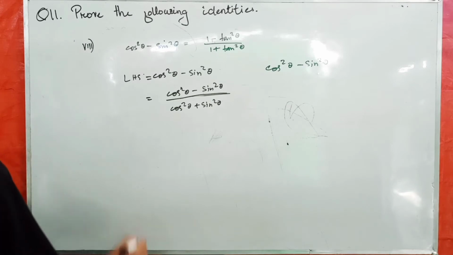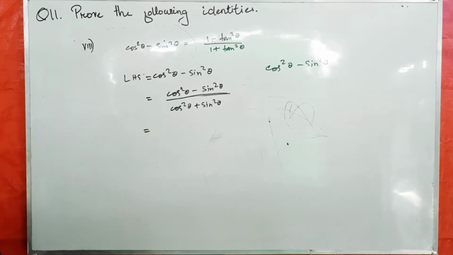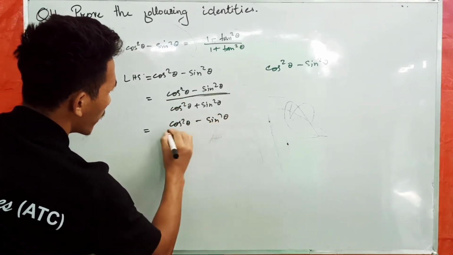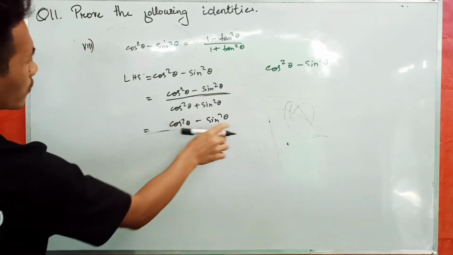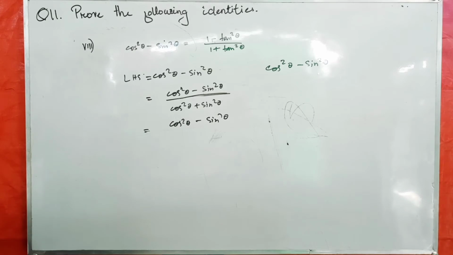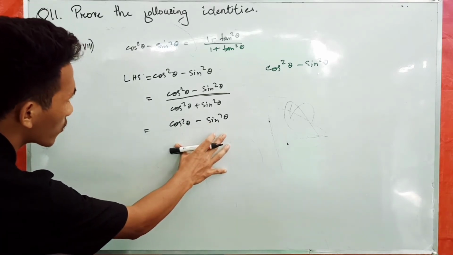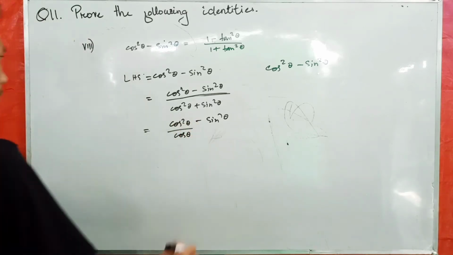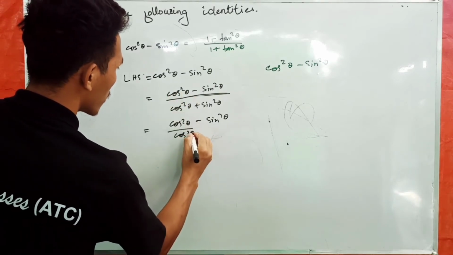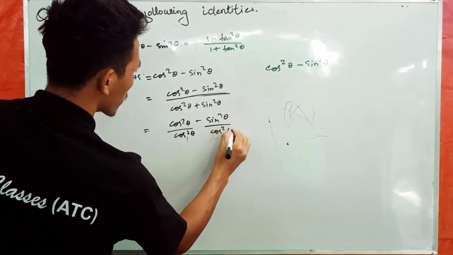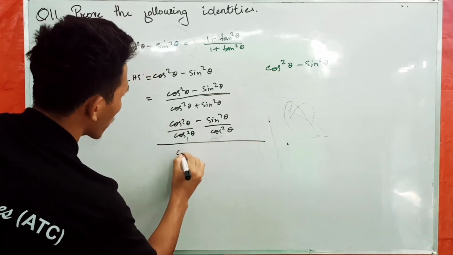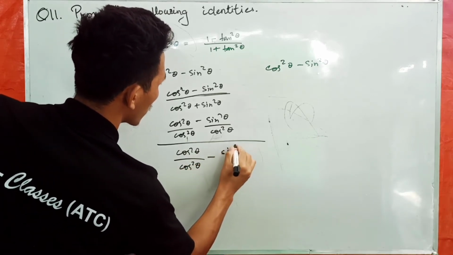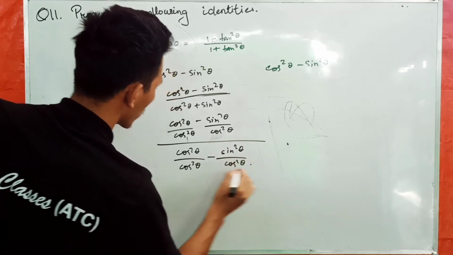Cos square theta minus sin square theta by, okay, wait, we can do it in a simple way. When we divide both sides by sin or cos, you can get it. Okay, let's multiply with cos theta, I mean cos square theta. This is square. And here also cos square theta: cos square theta by cos square theta minus sin square theta by cos square theta.